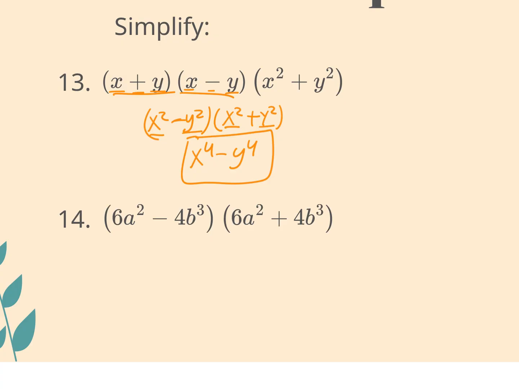The next one's just a regular product of a sum and a difference, just with, I don't know, bigger exponents, right? So first and the first, last and the last, they match. One has a minus, one has a plus. So it's going to be 6a squared times 6a squared, so 36a to the 4th minus 4b to the third. 4b to the third is going to get you 16b to the sixth.